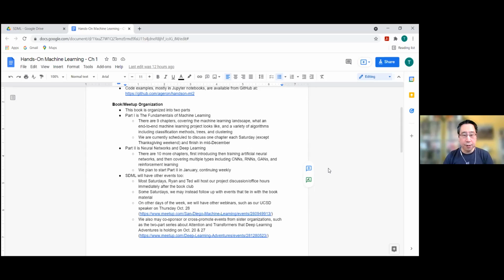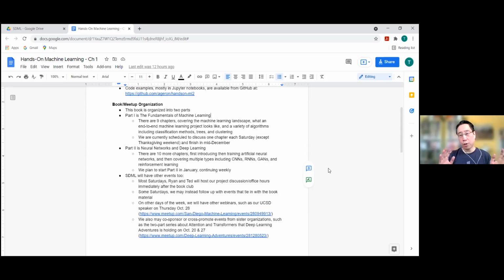The book itself is organized into two parts. Part one is called The Fundamentals of Machine Learning, and it's 9 chapters. So it's going to talk about the data science process, and then ultimately get into classification, trees, ensembles, clustering, PCA, a number of different algorithms. So really great foundational machine learning topics.